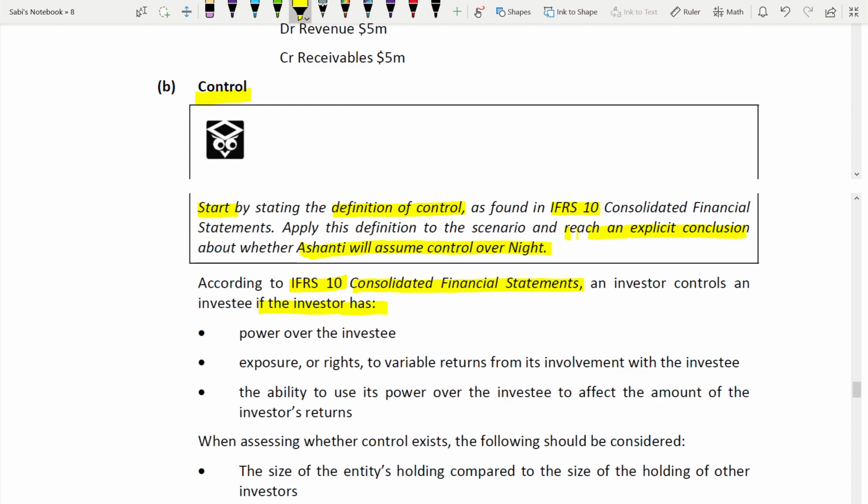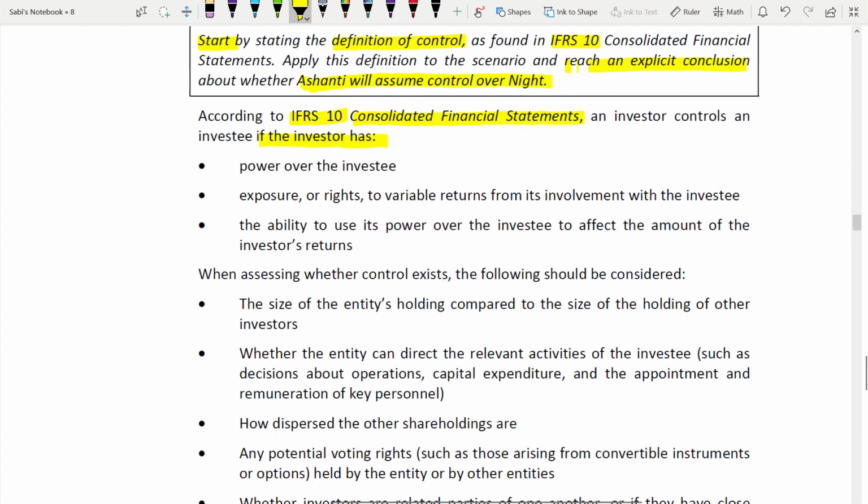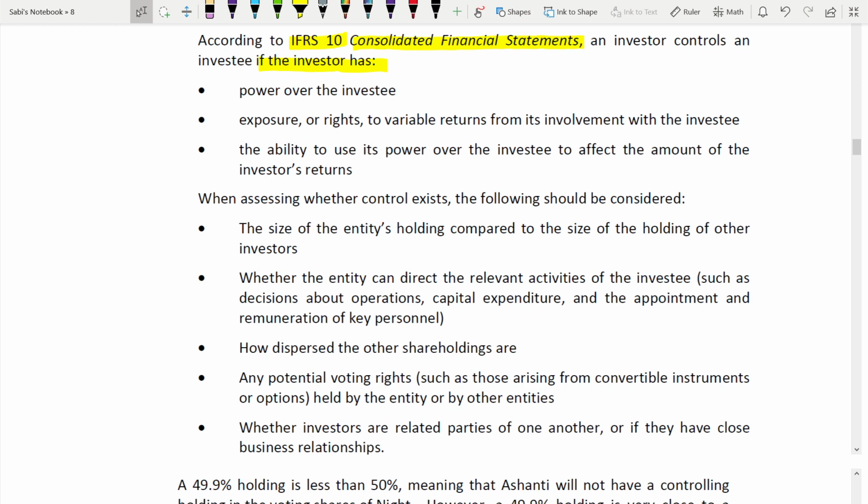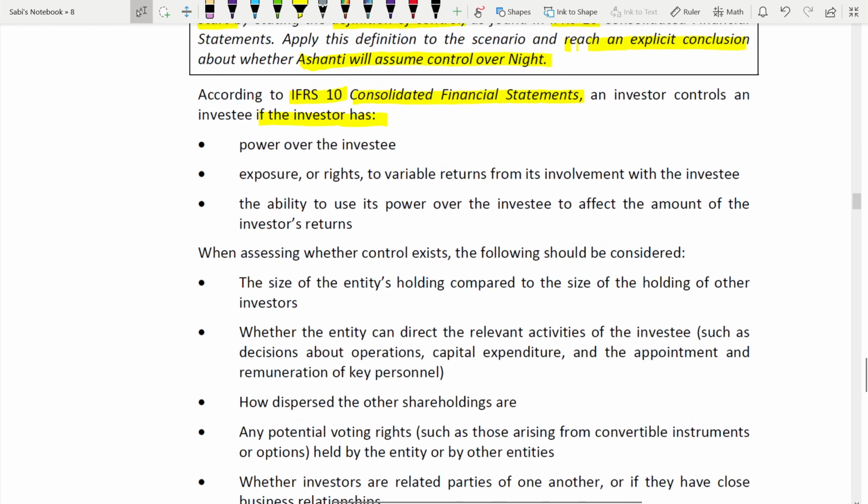Just three things. Pure textbook knowledge, nothing to explain. Because I have explained this in IFRS 10, right? I'll be explaining this.